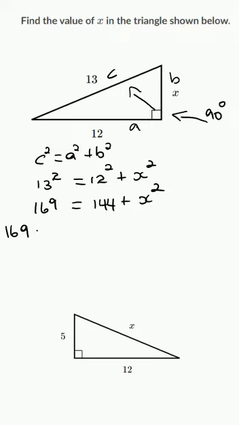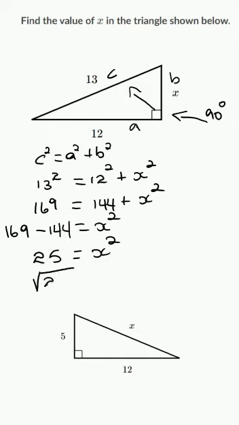So 169 minus 144 equals x squared. 169 minus 144 is going to give us 25, which is equal to x squared. If x squared is equal to 25, then x must be the square root of 25. Therefore, x is equal to 5, or 5 is equal to x.